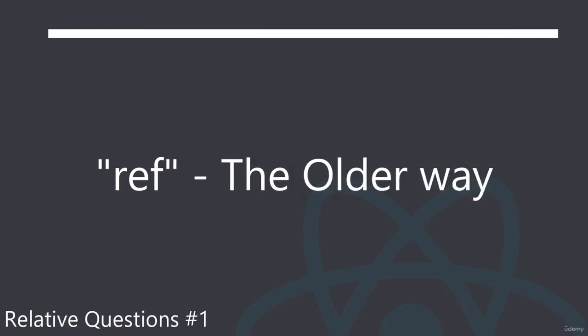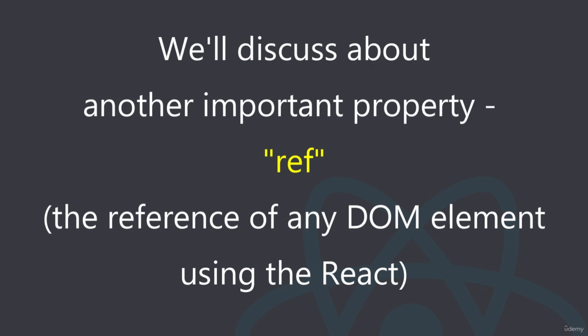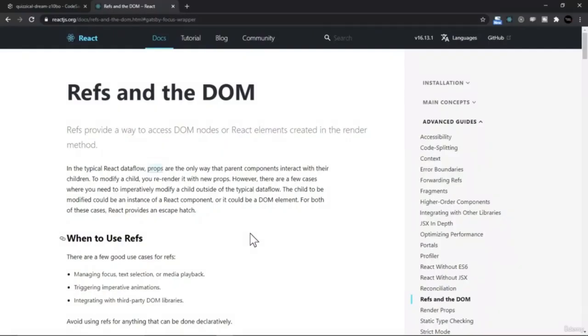In this section, we are going to discuss another important property called ref, that is REF, the reference of any DOM element using React. Let me first of all open the official documentation to have a quick look at what the official site says about the ref. It says that refs provide a way to access DOM nodes or React elements created in the render method. Similarly, if you want to get the reference of the element, you can use the ref attribute.